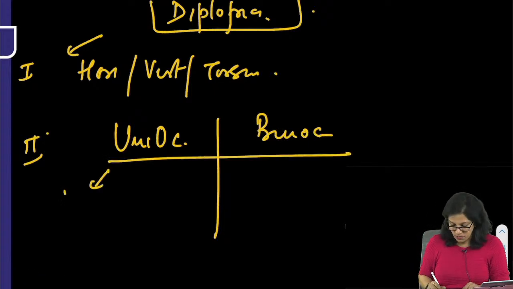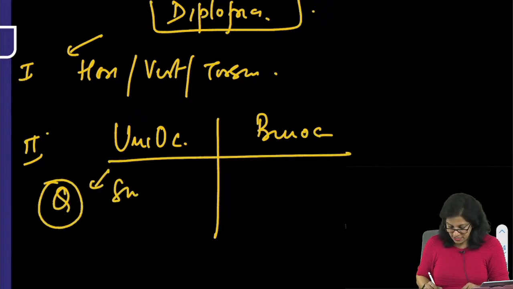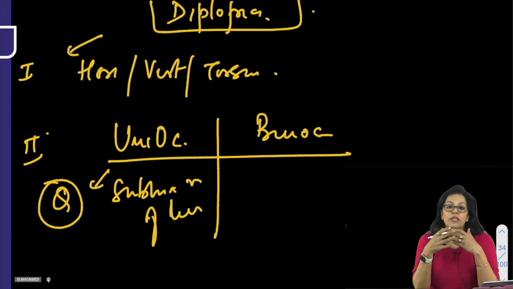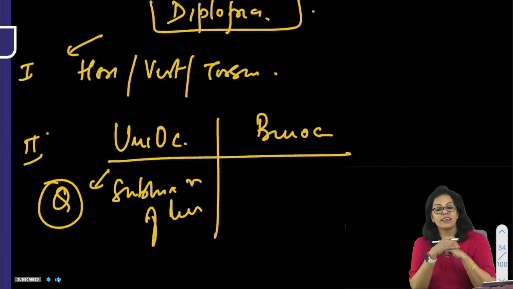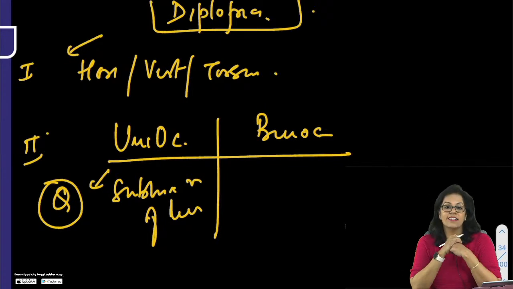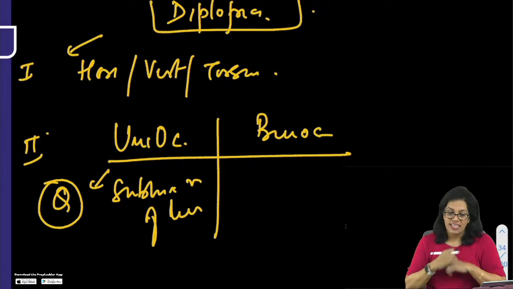Question, which is the most common cause of uniocular? Make a Q, write down subluxation of lens. Other causes could be polychoria, or you have learnt about intumescent or incipient cataract causing polyopia. That can also be considered under uniocular diplopia. But the question was about subluxation of lens.